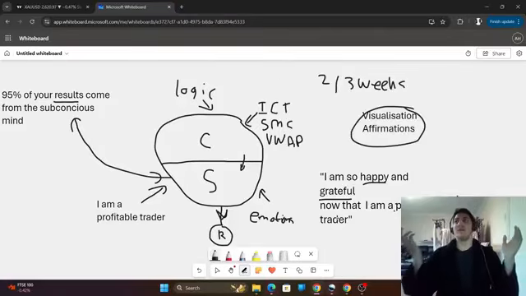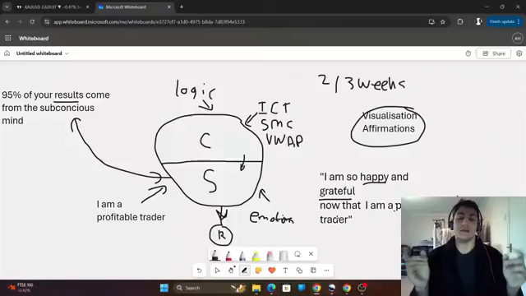I think this honestly blew my mind. Blew my mind when I've done it, and I'm using it for literally everything in my life, and it's working. And yeah, really good, really good.